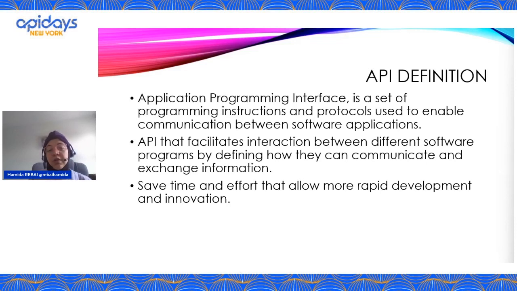We have multiple key components in APIs. For example, the first is the API itself, which acts as an interface between different applications. The API may consist of several components such as authentication, authorization, mechanism, data models, and request response formats. Overall, APIs are crucial for modern software development, enabling integration between different applications, platforms, and services to create more powerful and interconnected systems.